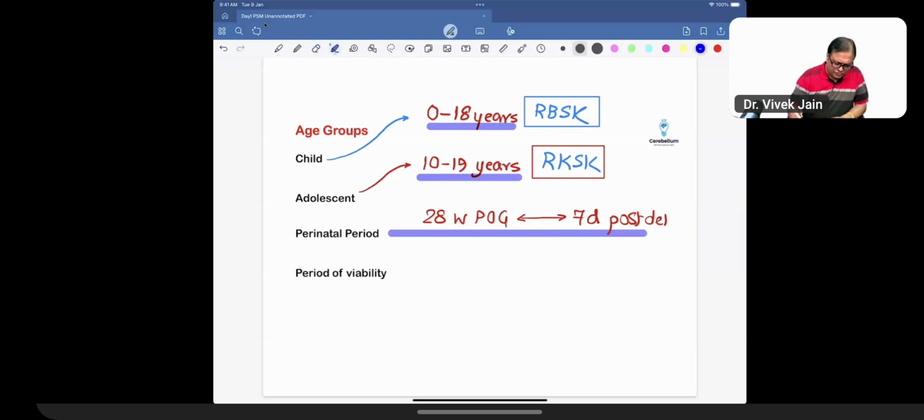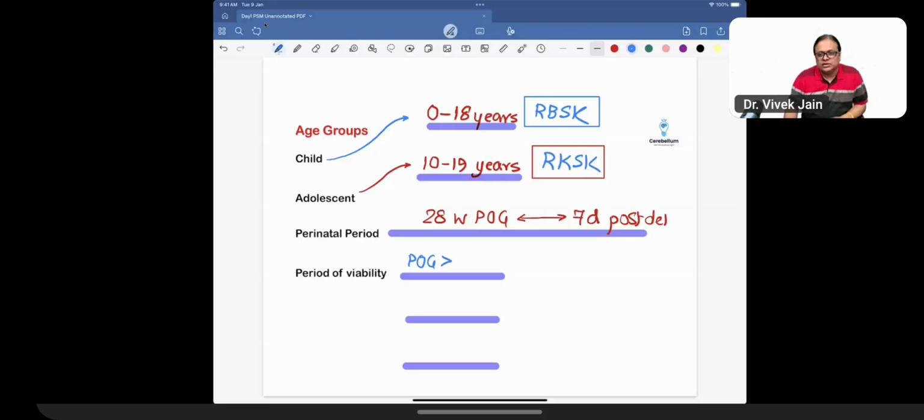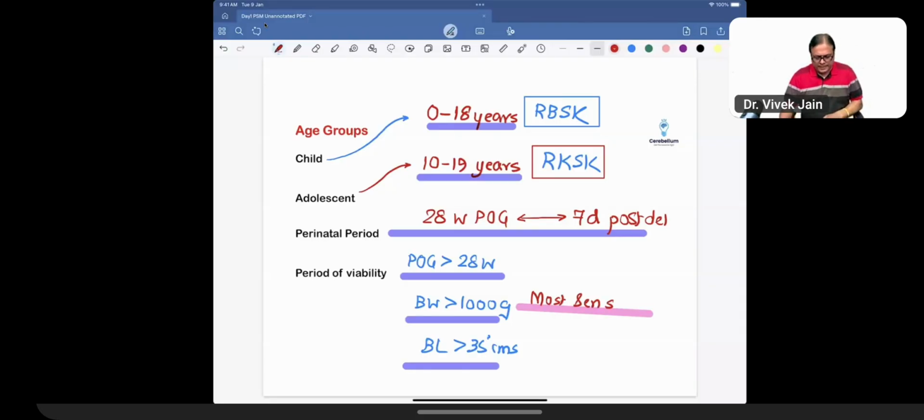Please remember. Period of viability. How will you assess a dead-born fetus is abortion or stillbirth? It is based on period of gestation cutoff. 28 weeks. More than this is stillbirth. Less than this is abortion if it is a dead-born child. Or birth weight. Cutoff is 1000 grams. Or if birth weight is not available, we can also use birth length cutoff of 35 centimeters. Yes, you are right. Can you tell me which is the most sensitive criterion out of all these? If I have to mark one answer. Very right. Birth weight is most sensitive. Right, good.